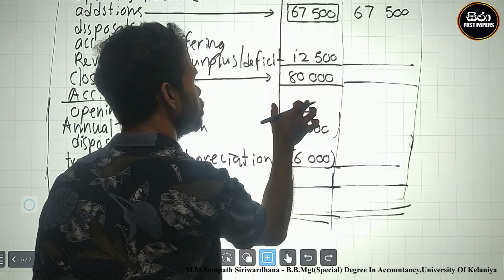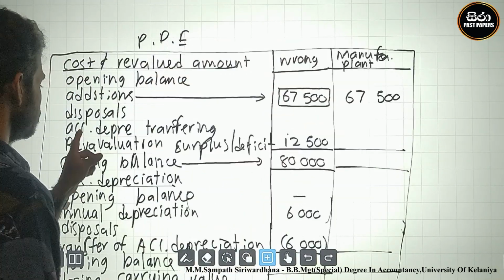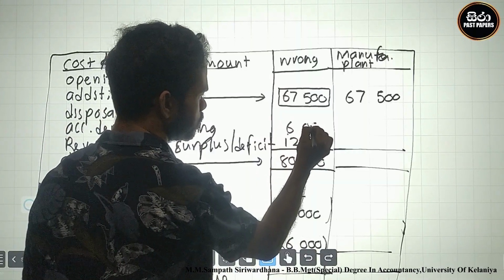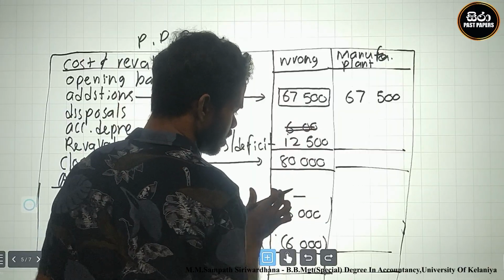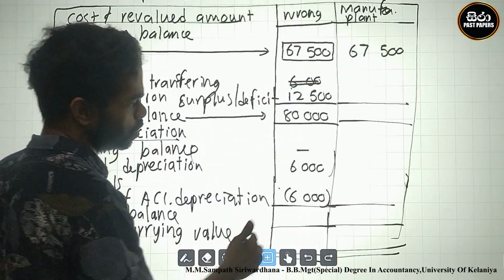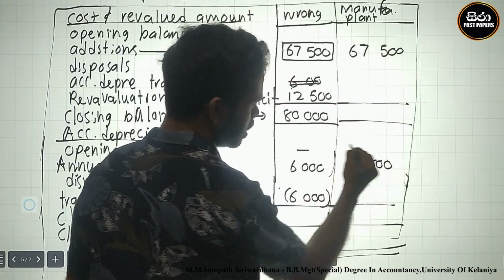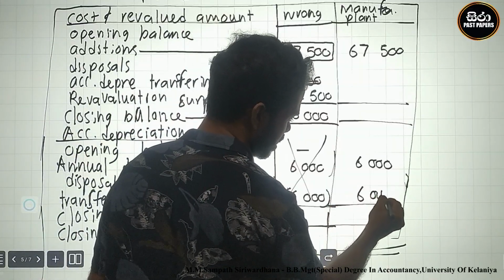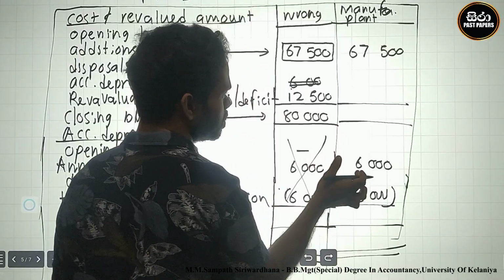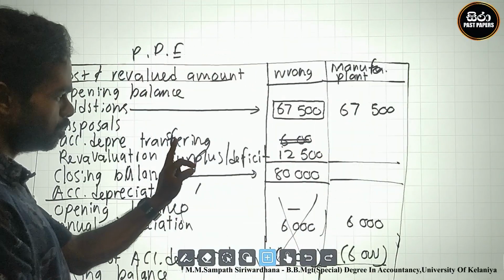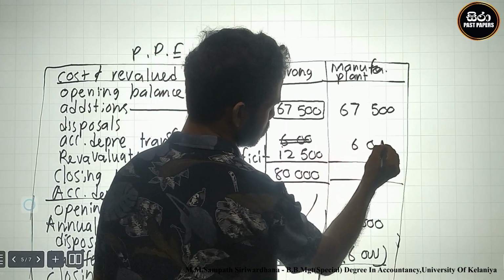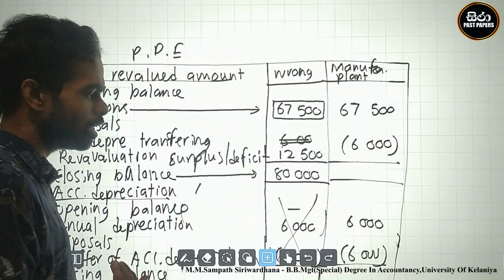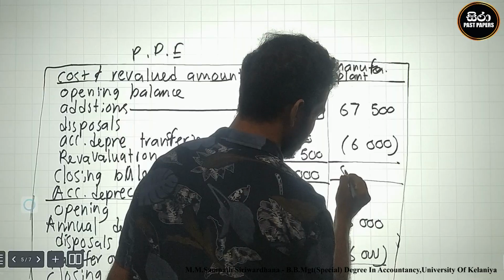Transfer to asset account means we must transfer accumulated depreciation to the asset account. This is the deduction, and this deduction was done with the correct amount. This 6,000 was the correct amount, therefore the transfer is 6,000. After that this transfer comes to this one, accumulated depreciation transfer of 6,000. These are the deductions. After that we can revalue to 80,000. 80,000 is the revalued amount.